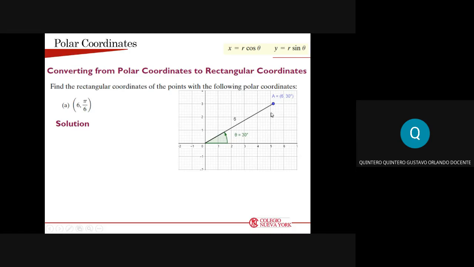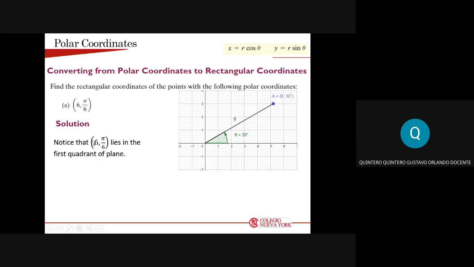Now, if I plot this point, an elevation of 30 degrees, and then from 0 a measure of r, this is the location of the point. This is the point A. So we know from the drawing that the Cartesian coordinates, the rectangular coordinates, should be 5 point something, so 5 and a little bit more, comma 3. Just from the drawing, we know that. But now let's calculate precisely what the coordinates are. This is how you do it.